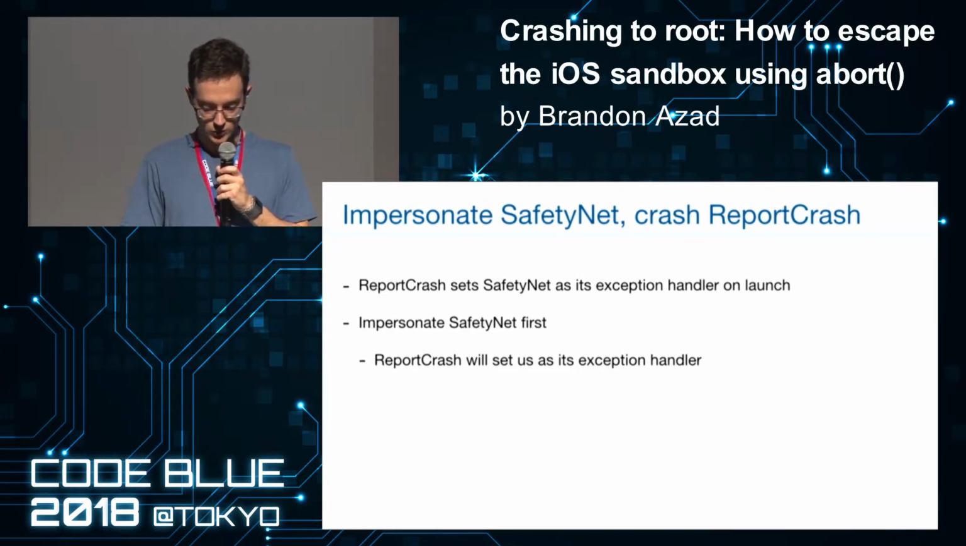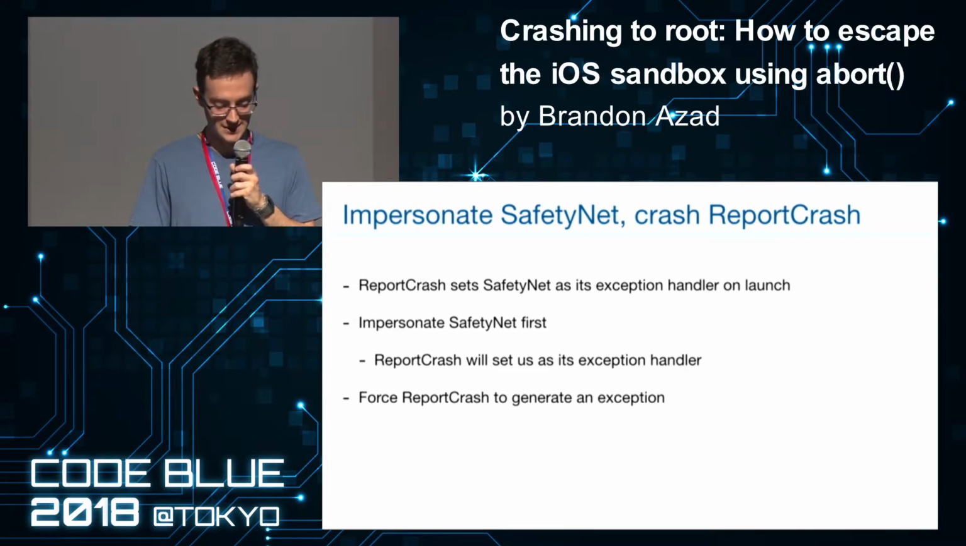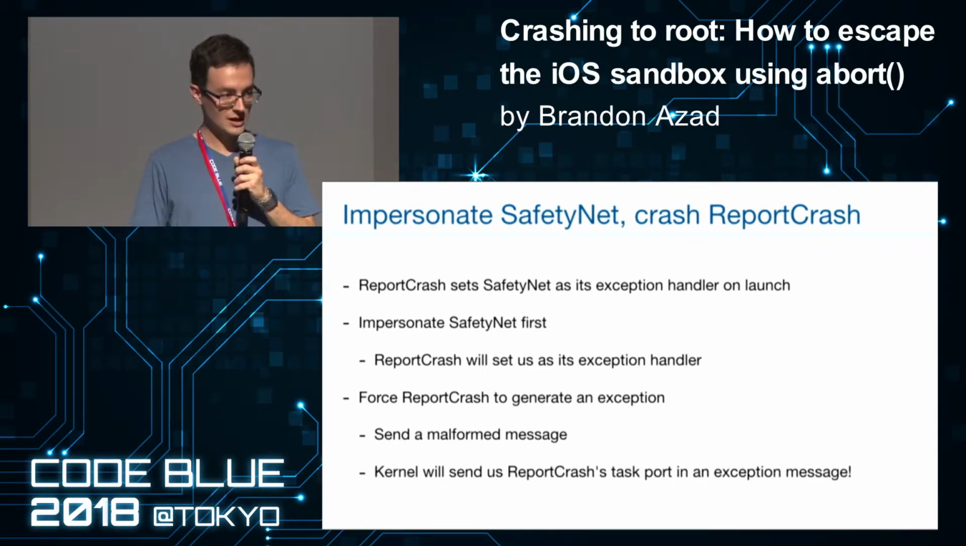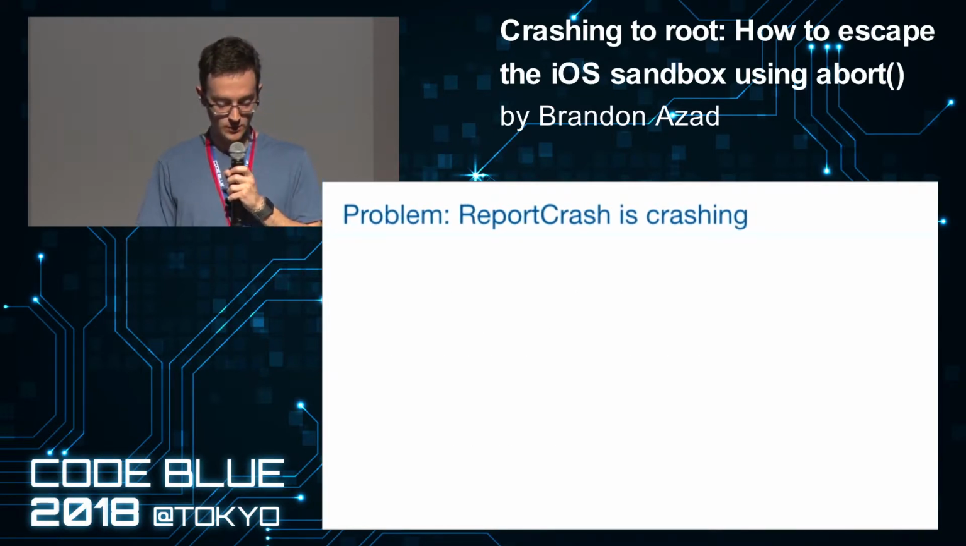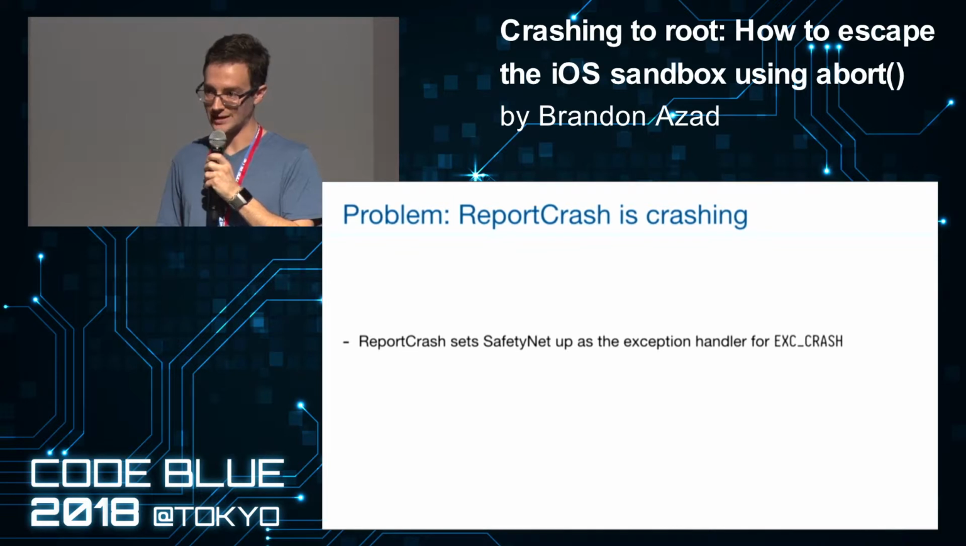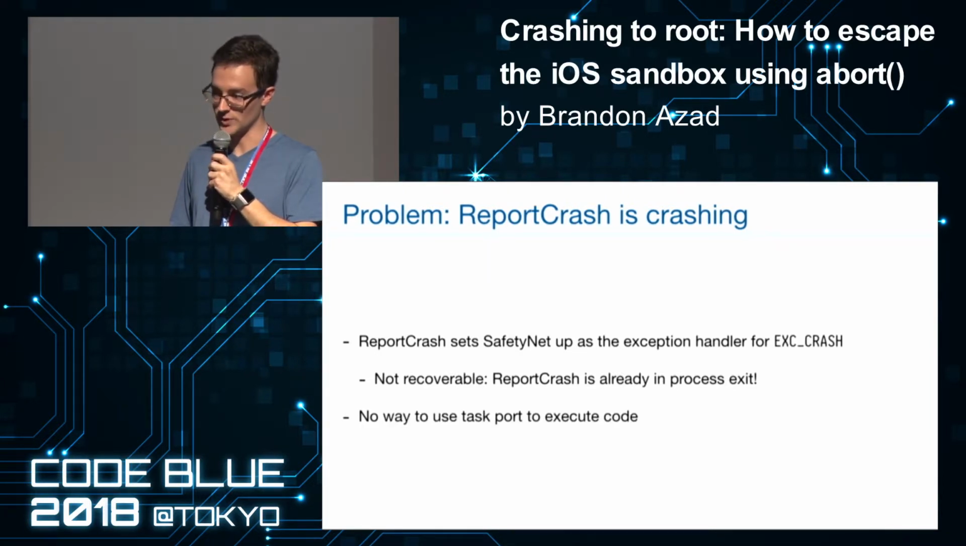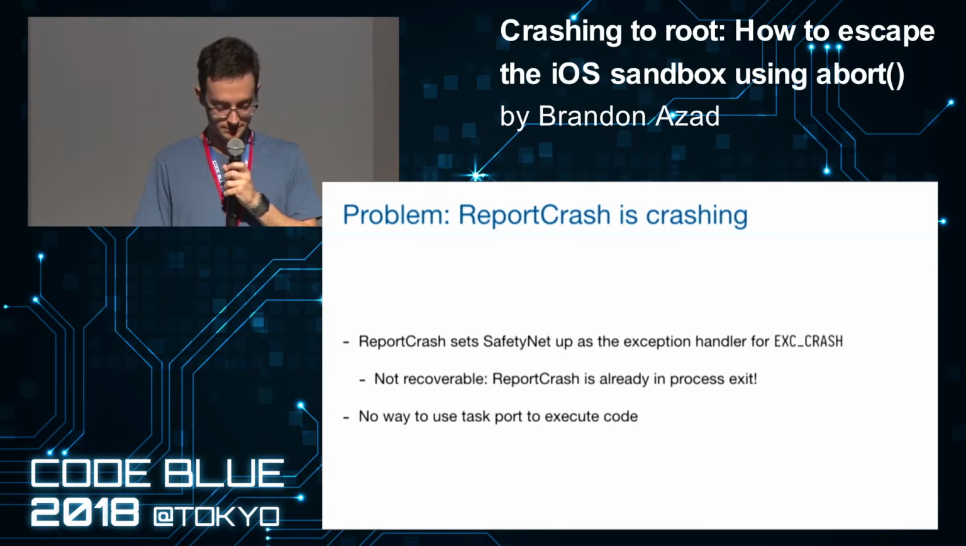At this point, we can force reportcrash to generate an exception, for example by sending a malformed message that causes an out-of-bounds read, and then the kernel will send us reportcrash's task port in an exception message, allowing us to execute arbitrary code. Now, this almost works, but it's not quite that easy. See, reportcrash sets SafetyNet as its exception handler for xcrash, which is not a recoverable exception type. By the time we get reportcrash's task port, reportcrash is already in process exit and will no longer be scheduled on the CPU. Thus, there's no way to use the task port that we've obtained to execute code in reportcrash.